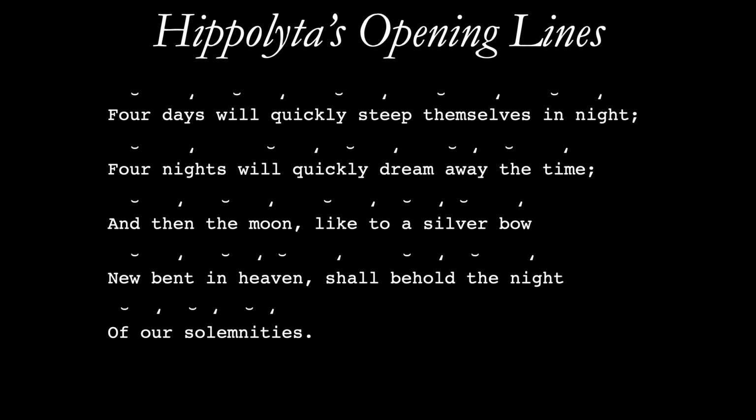Just as it's hard to read the old moon wanes quickly, it's hard to read Hippolyta's 2 opening lines here slowly. 4 days will quickly steep themselves in night, 4 nights will quickly dream away the time. The regularity of the iambic pentameter in those lines carries us straight through to Hippolyta's point of view about the wedding, which is that it's going to come more quickly than you would expect.